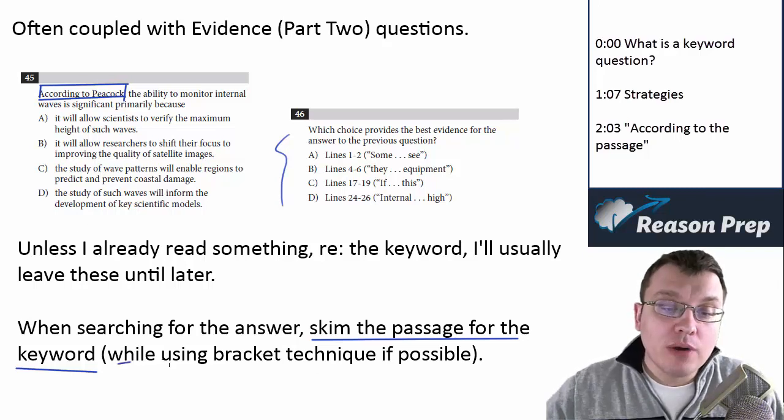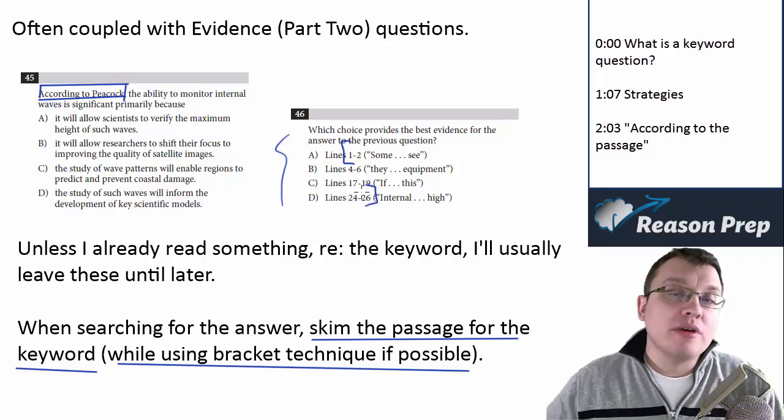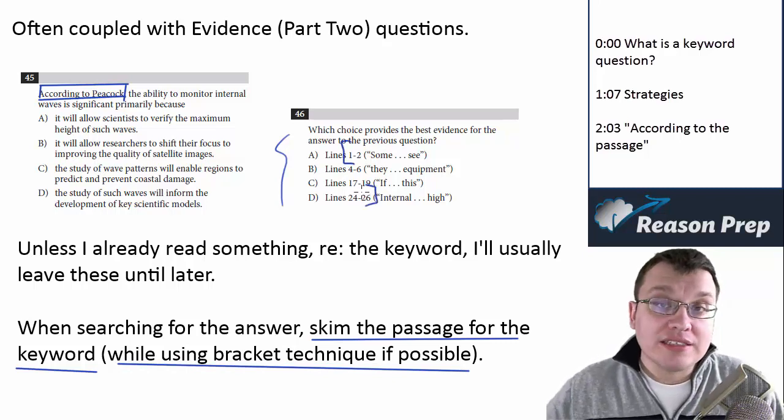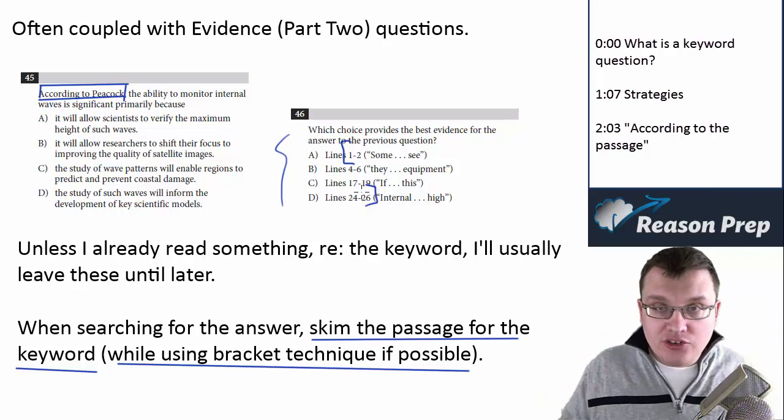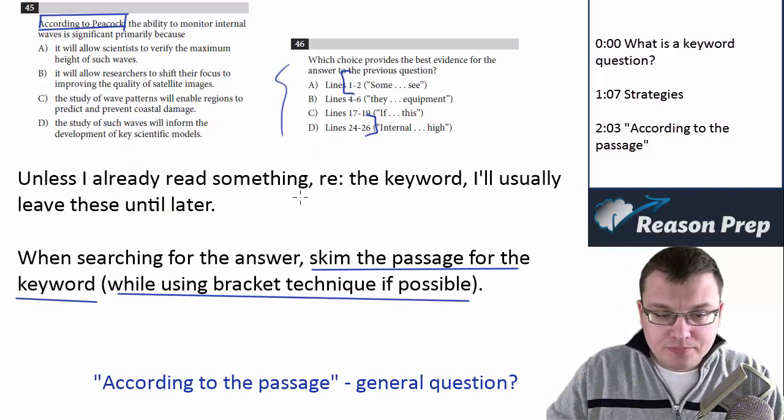And if it's a part 2 question, you can use the bracket technique to help you. So we know the answer has got to be somewhere between lines 1 and 26. So bracket that off in your passage, skim for Peacock, read for Peacock, and you'll find the answer.